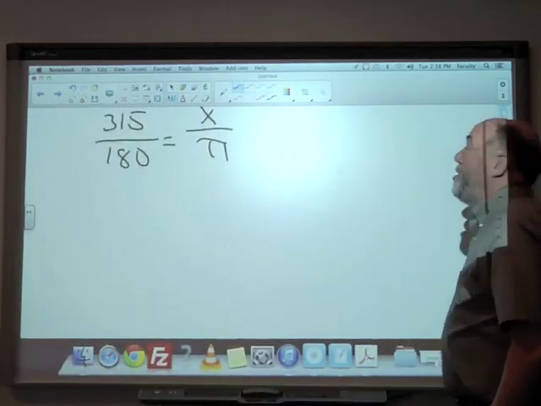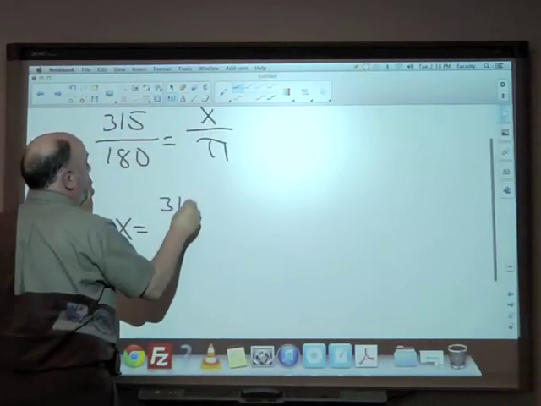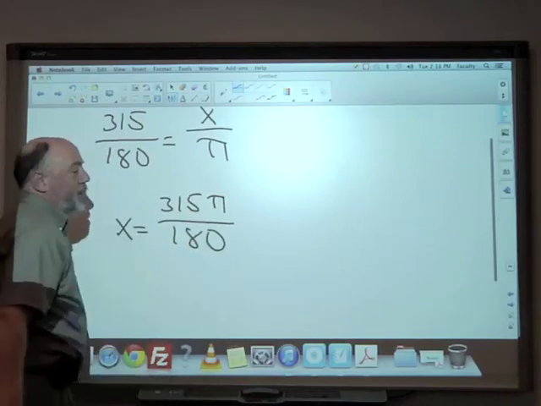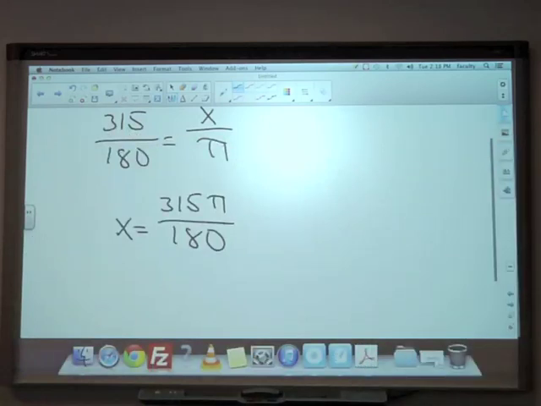So x will be 315 times pi. And now the next part is to simplify that fraction. So you do 315 times pi and then that number divided by 180? Yes. So 315 over 180 becomes what? 7 over 4. It will become 7 pi over 4.